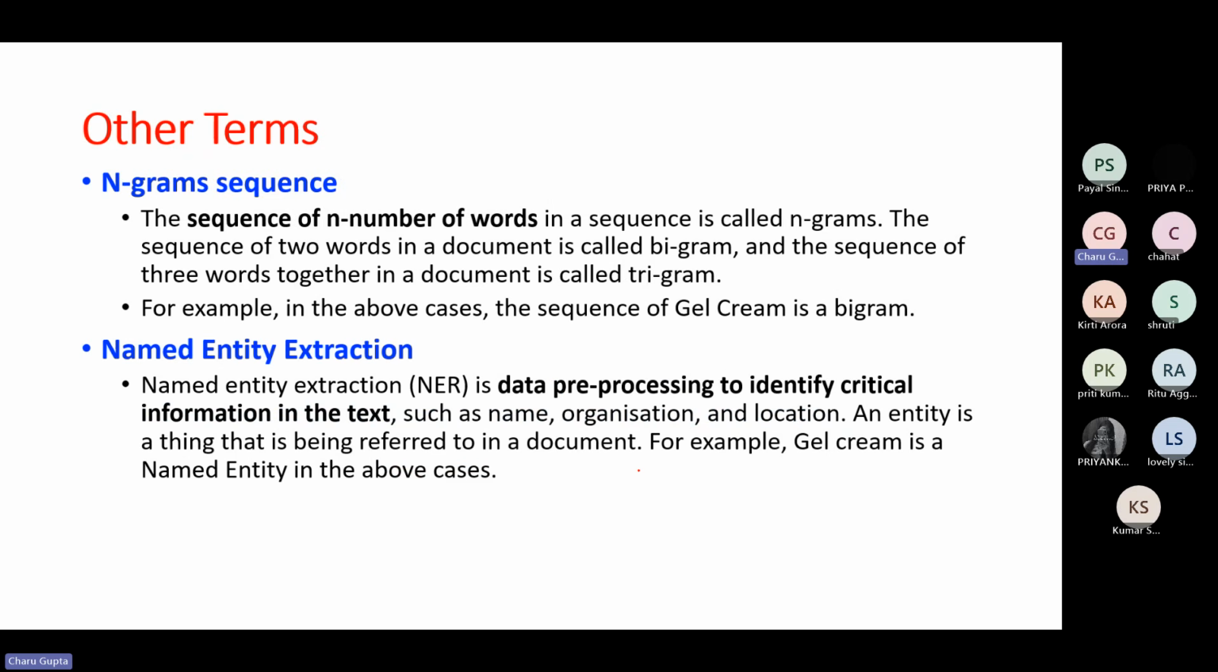Next is n-gram sequence. N-gram sequence is the sequence of n words. It could be bigram, जैसे co-operation, ठीक है, जिसमें co and operation they are two different words but they appear together, so it is a bigram. Right. Next is named entity extraction. Named entity is a part which is such as a name. किसी भी डॉक्यूमेंट में या टेक्स्ट में अगर किसी का नाम, ऑर्गेनाइजेशन एंड लोकेशन है, we call it a named entity.